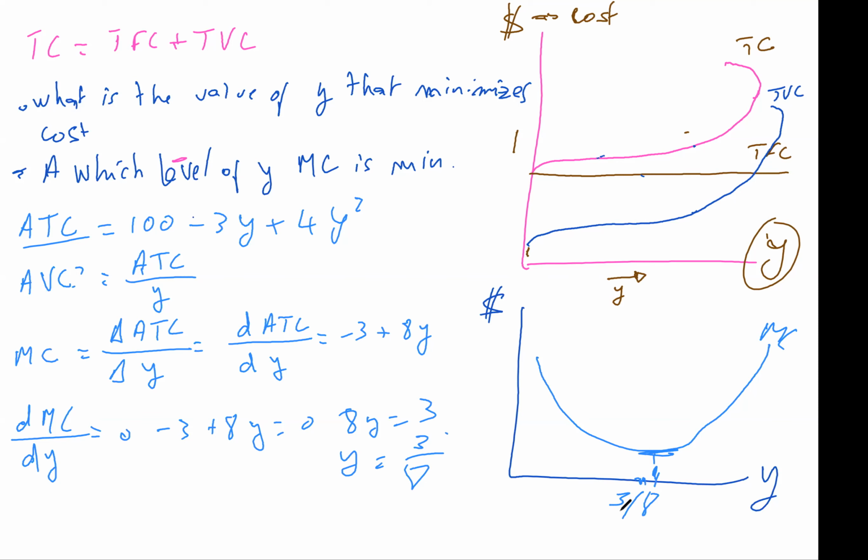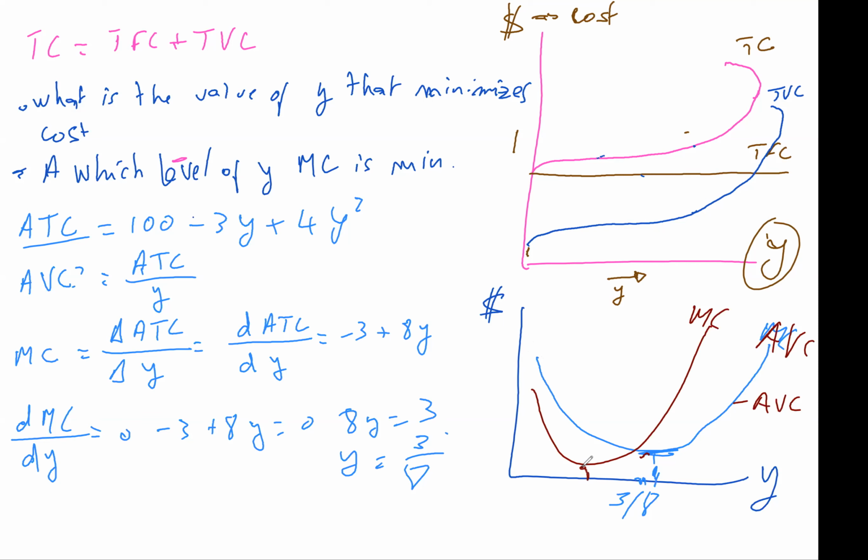And the same thing, if I'm asked at which level of y my average variable cost is at its minimum. Here is my marginal cost, and this is my average variable cost. This doesn't show. I think it should be like this. This is my marginal cost, and this is the average variable cost, sorry.